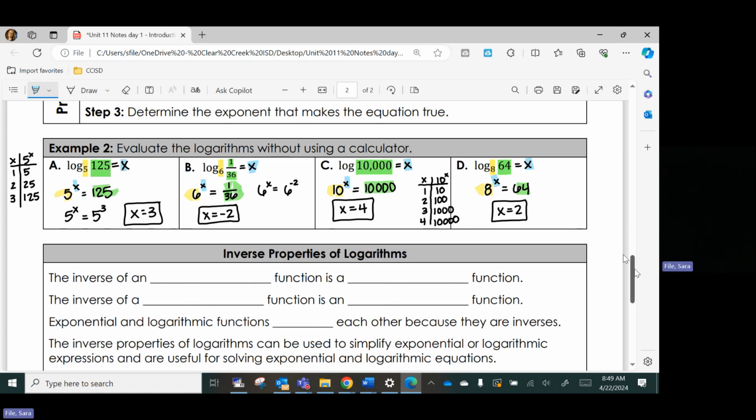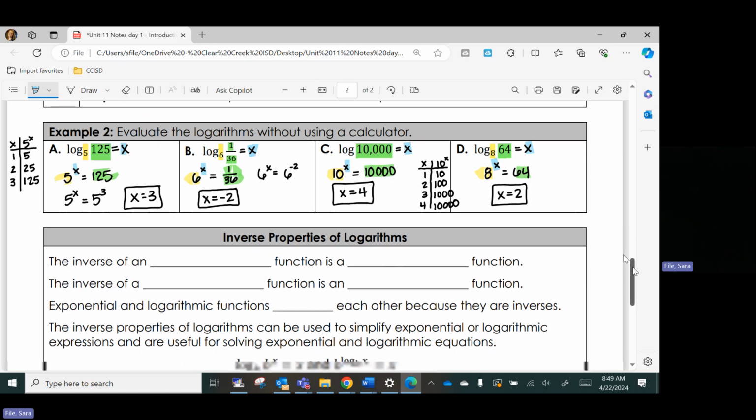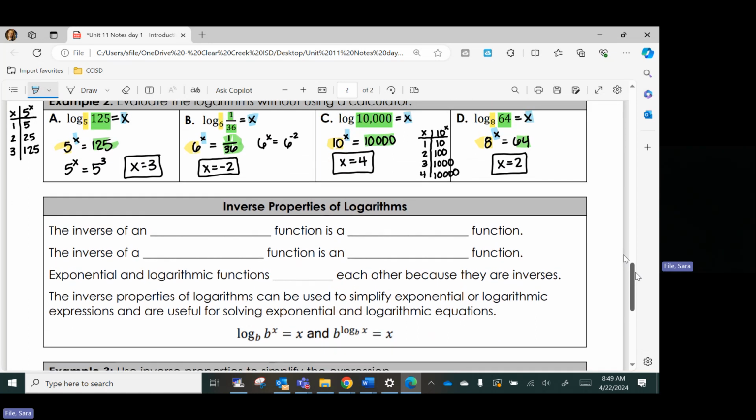All right. Now, inverse properties of logs. Okay, I already told you at the beginning of the notes, the reason we are talking about logarithms now that we finished exponentials is because they are inverses. They go hand in hand together.